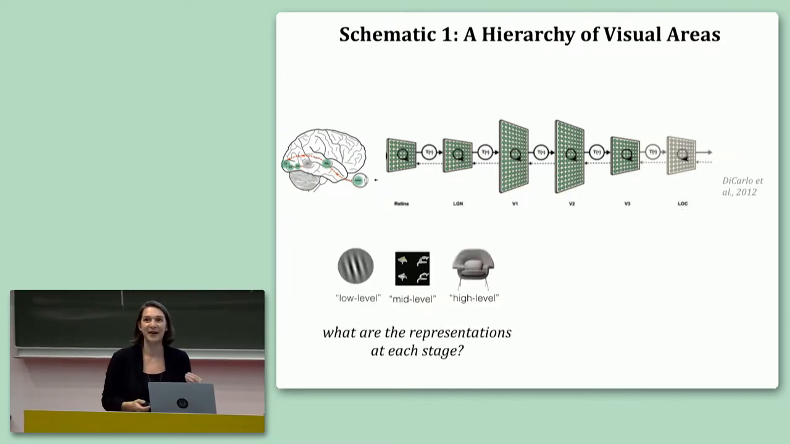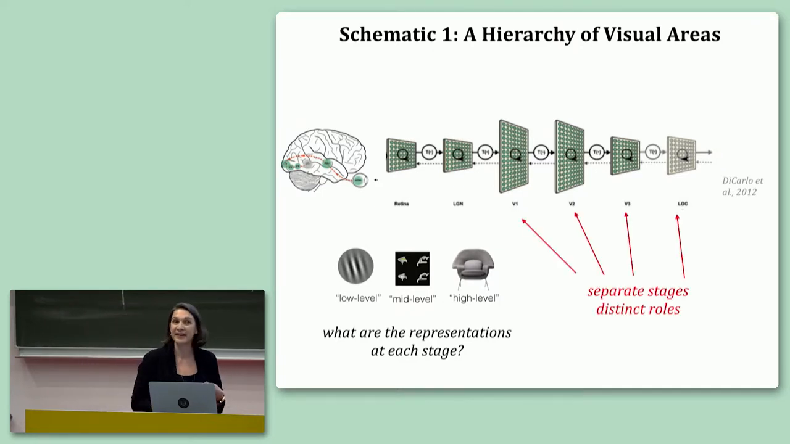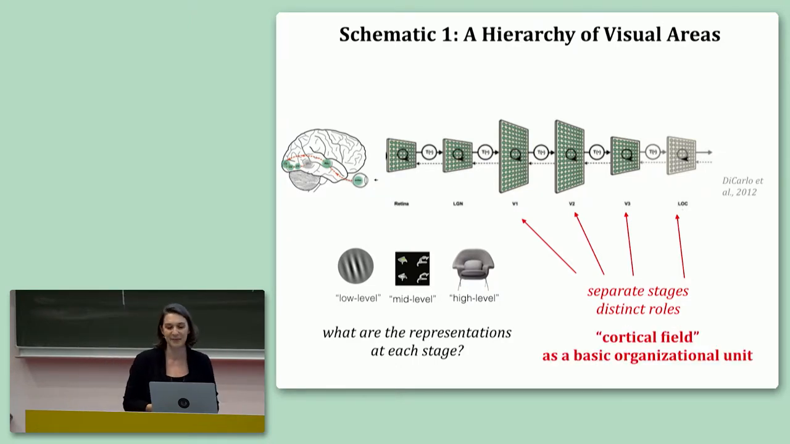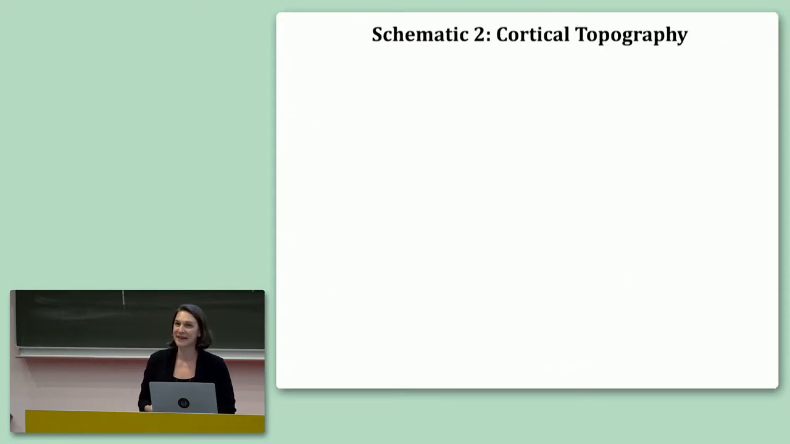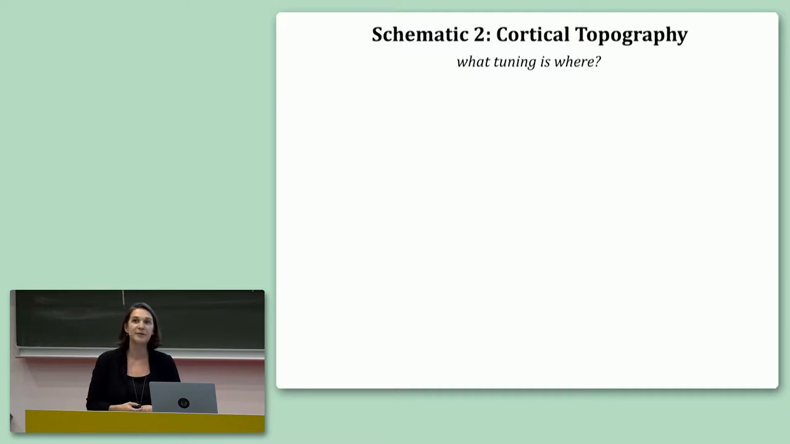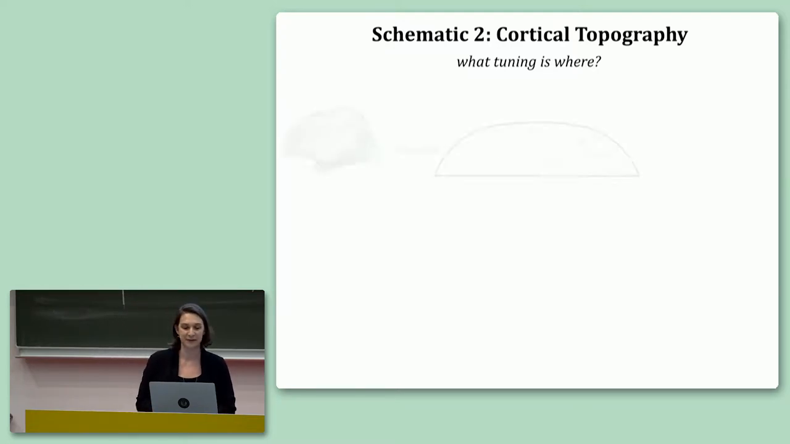The questions inspired by this diagram are really to try and understand what the nature of the representations and the transformations between these stages is. How many are there? Whether implicitly or explicitly, we often try to think of these as separate stages, perhaps with distinct representational roles, and have the idea that there's a cortical field as a basic organizational unit. I'm going to introduce another schematic of the same thing, but focusing instead on the topography. So what tuning is where in a two-dimensional cortical sheet?